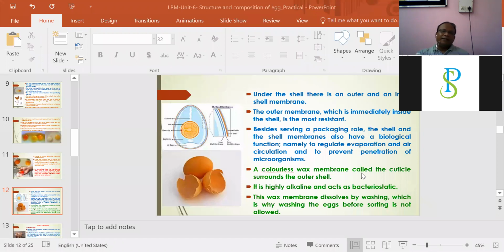The egg has a colorless wax membrane present on the eggshell, which is called the cuticle. The cuticle is alkaline in nature, so it is bacteriostatic: it does not kill the bacteria, but prevents the growth of bacteria. This cuticle is washed away when someone washes the egg. So it is always recommended that eggs should never be washed, because the cuticle will be removed on washing.